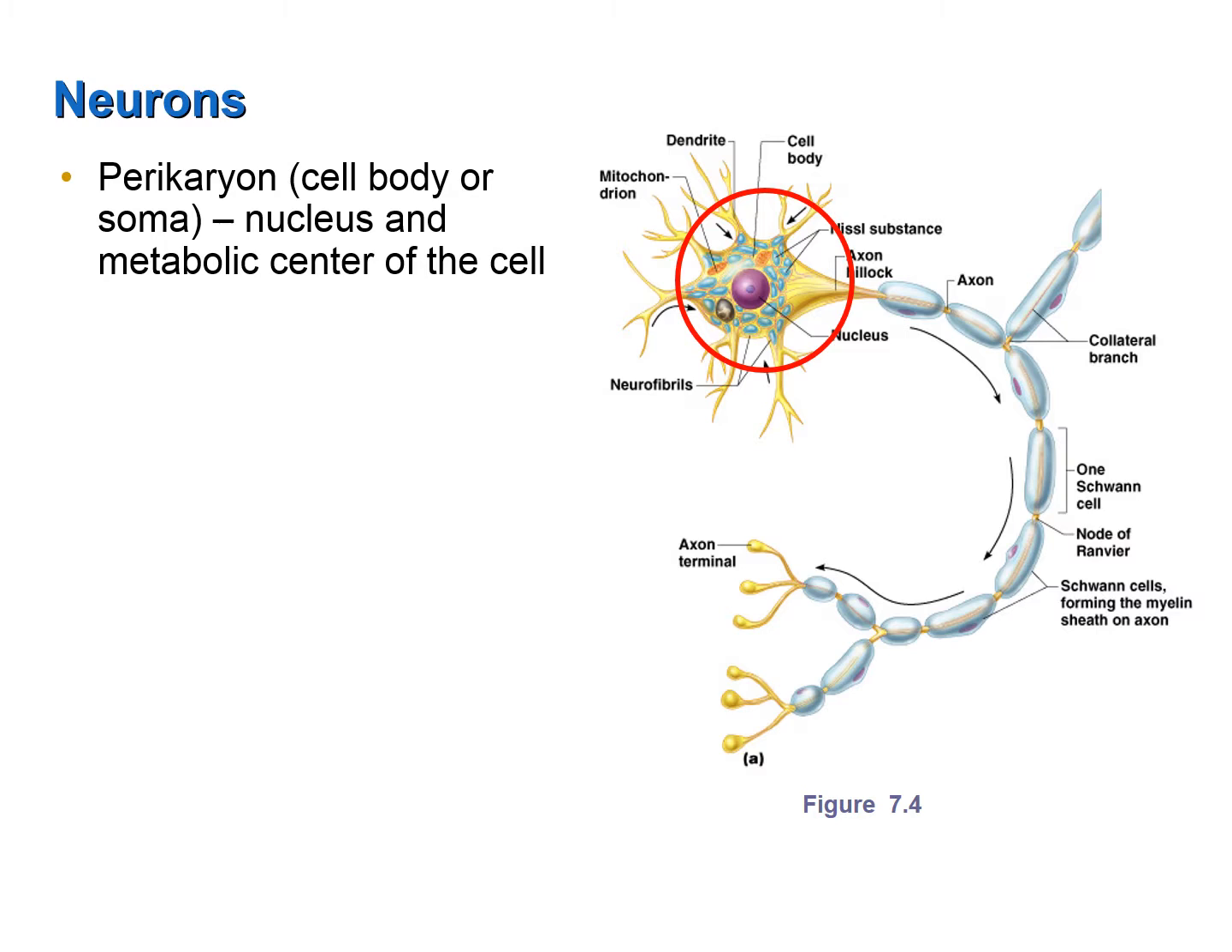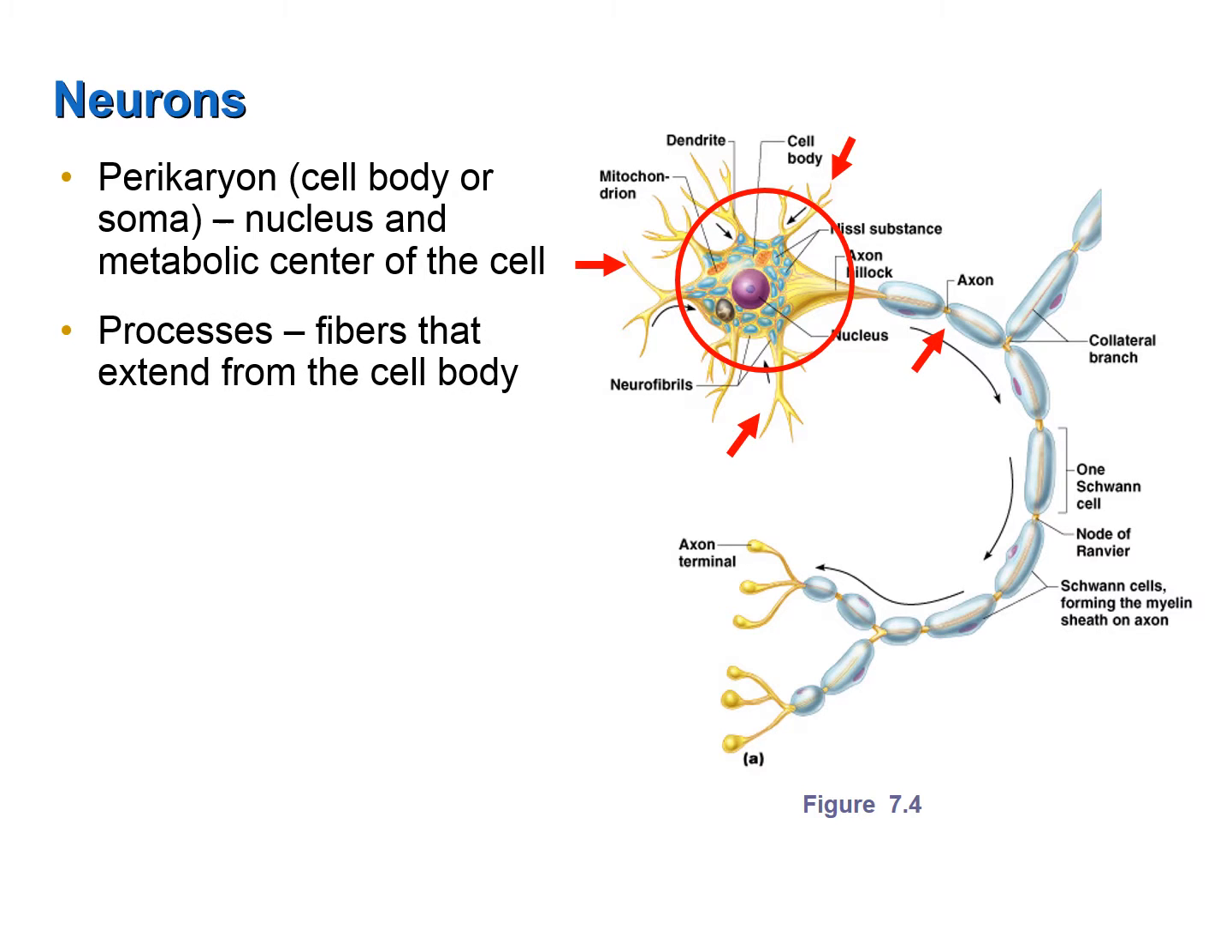This is where the nucleus is found, and all of the organelles that you have become familiar with, if they're in the neuron, they're also found in the perikaryon. The perikaryon is the metabolic center of the cell. Extending from the perikaryon are processes. Processes are fibers, and they extend from the cell body. First, let's talk in more detail about the perikaryon.